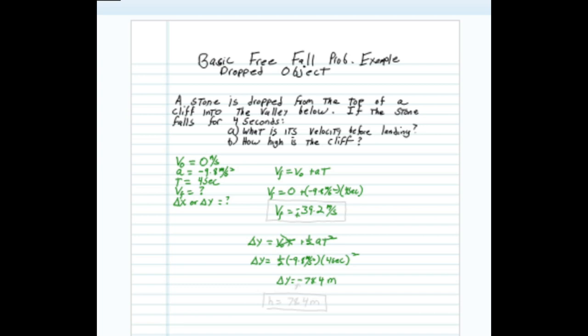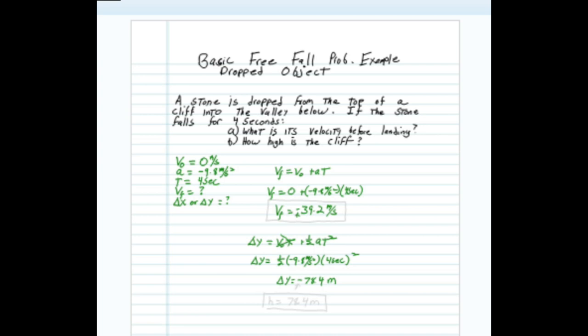So one of the things that we see here is that the delta y actually came out to be a negative number, and that might confuse some students. Just think about it like this. The object started at the top of the cliff, and it ended up at the bottom of the cliff. So its position was decreasing, not increasing. It's moving downwards, not upwards. So that minus sign is only indicating the idea that it fell downwards 78.4 meters.